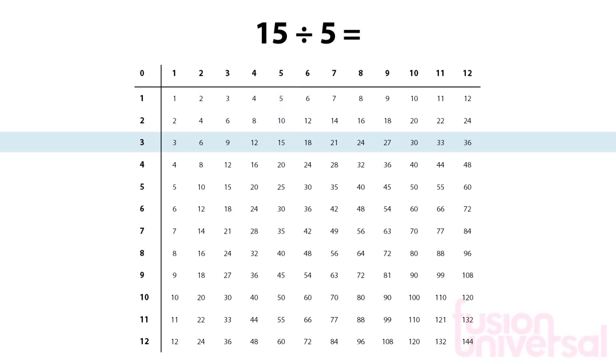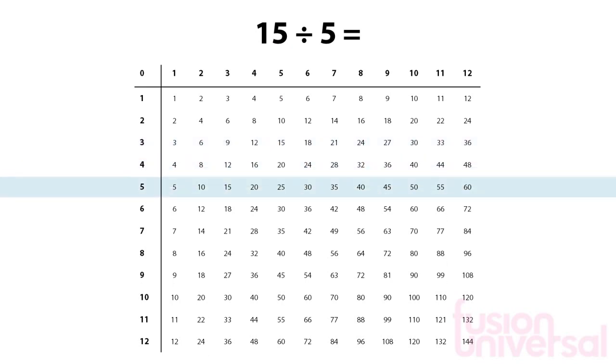Now let's look at 15 divided by 5. We move down to the row beginning with 5. Read along to 15 and then go vertically up to the answer, which is 3.